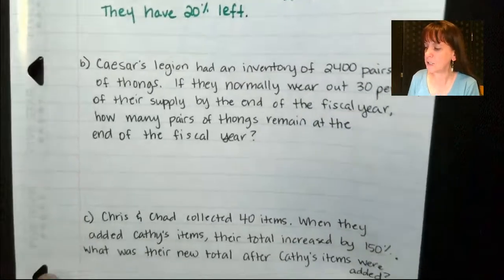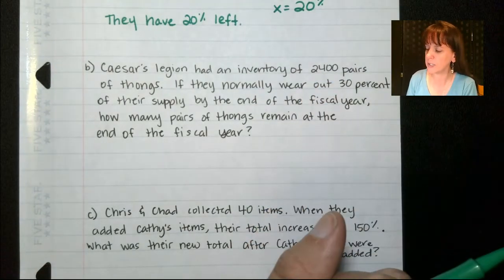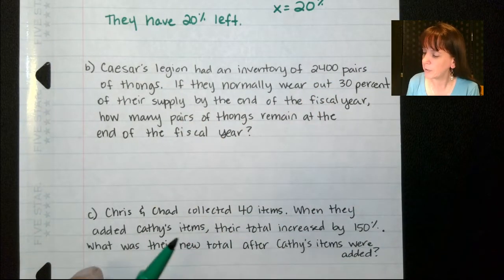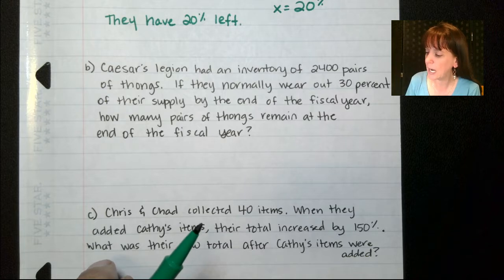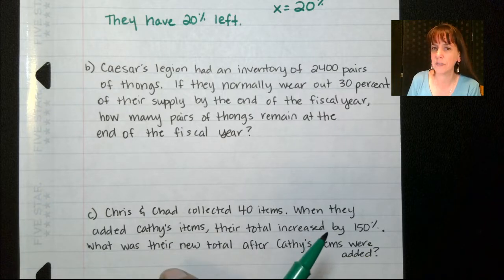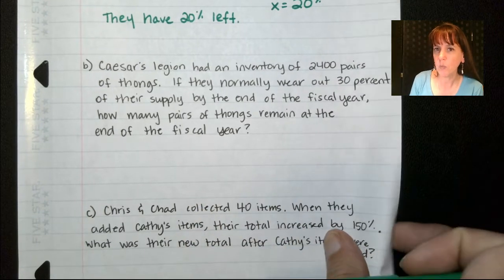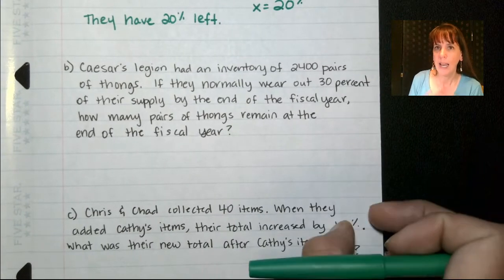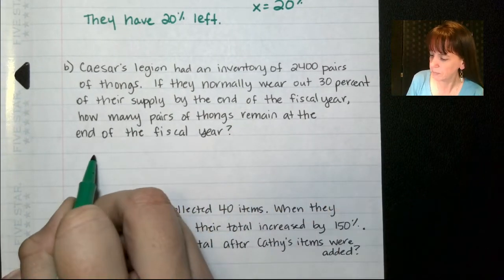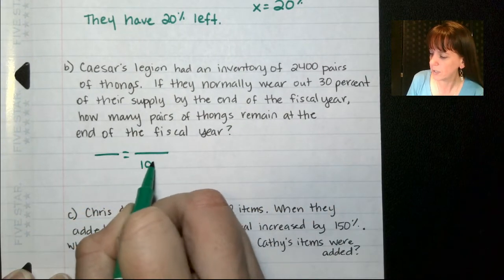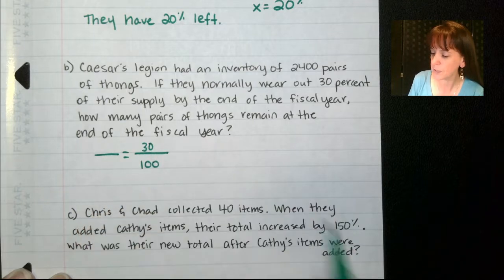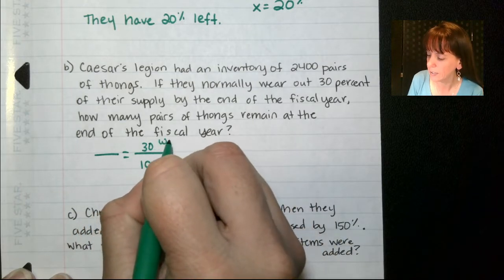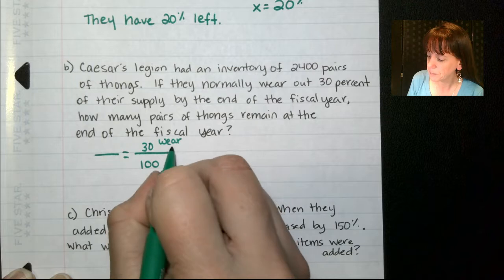Okay, Caesar's Legion had an inventory of 2,400 pairs of thongs. They normally wear out 30% of their supply by the end of the fiscal year. How many pairs of thongs remain at the end of the fiscal year? So they normally wear out 30%. So how many do they normally wear out? Well, this is over 100. So this is 30%. So I put it over here, but this is wear out.